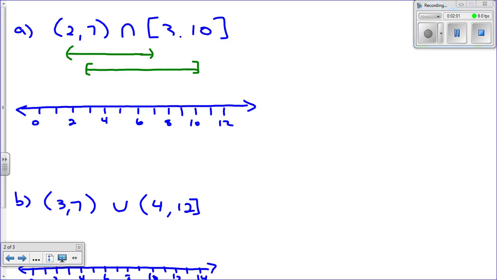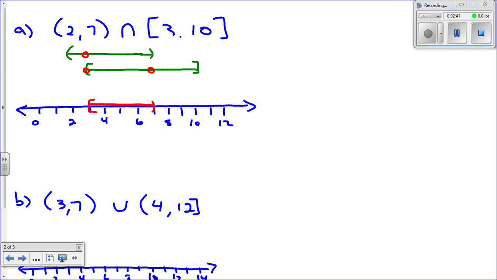Okay, and since it's an intersection, I'm only using the portion that those two have in common, which starts here at the 3 and includes the 3 on both of these lines, and ends at 7. The 7's included on the lower line, but not on the upper line, because that round bracket means 7's not included. So we'll need to use a round bracket at the 7, and we can use a square bracket at the 3, and there's our solution. This is the intersection set.